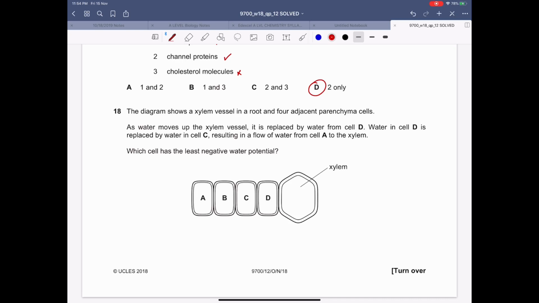Question number 18. The diagram shows a xylem vessel in a root and 4 adjacent parenchyma cells. As water moves up the xylem, it is replaced by the water from the cell D. Water in cell D is replaced by water in cell C, resulting in a flow of water from cell A to the xylem. Which cell has the least negative water potential? So the most negative water potential would be at the xylem. So the least negative water potential should be here at A. So I'll go for the option A.